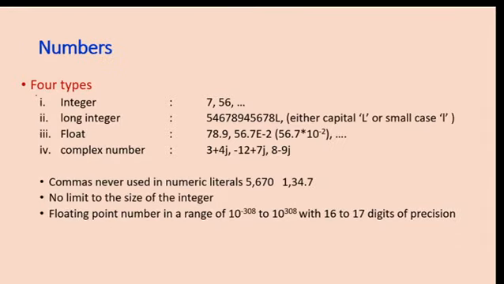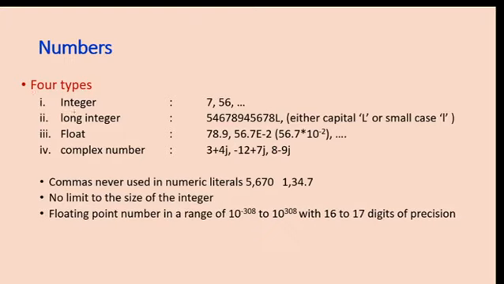And there are many standard data types in Python. First, numbers, followed by strings, and then we have list, tuple, dictionary, and set. These four data types are newly added in Python. First, we will see numbers. There are four types of numbers.